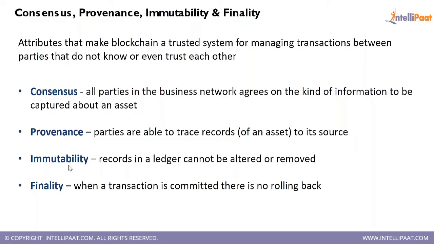Immutability: records in a ledger cannot be altered or removed, which means they are tamper proof. Once the transaction is committed, it stays committed. The only way a transaction can be modified is if the party who is the owner sends another transaction to reverse it, probably to the original state where it belonged. Finality: when a transaction is committed, there is no rolling back.